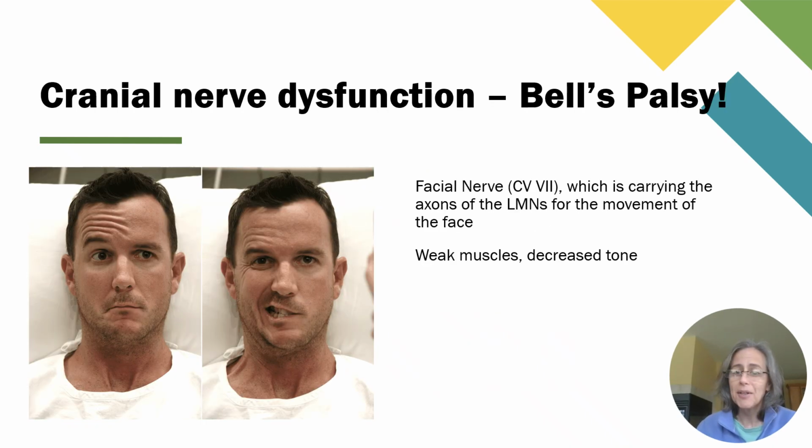Another example that we already talked about is Bell's palsy or facial nerve palsy. So remember, that's dysfunction of cranial nerve 7, the facial nerve, which carries the axons of the lower motor neurons for movement of the muscles of the face. And so when you get that facial paralysis on one half of your face, again, you've got that paralysis or weakness of the muscles, and they're going to have decreased tone.